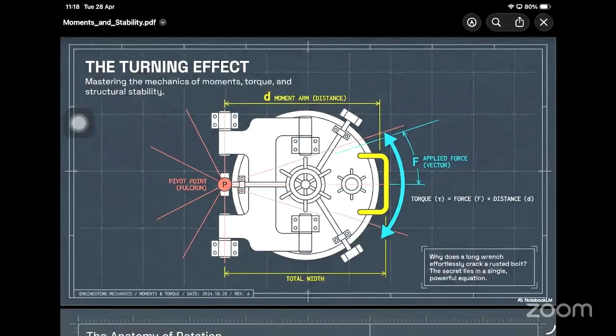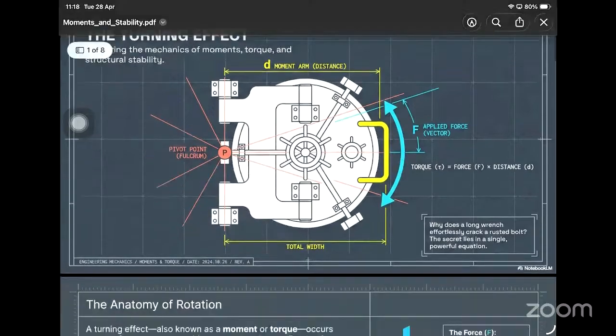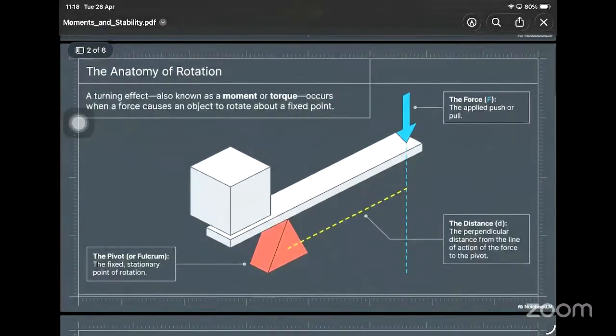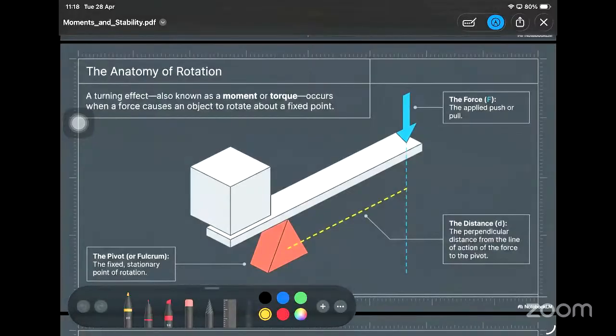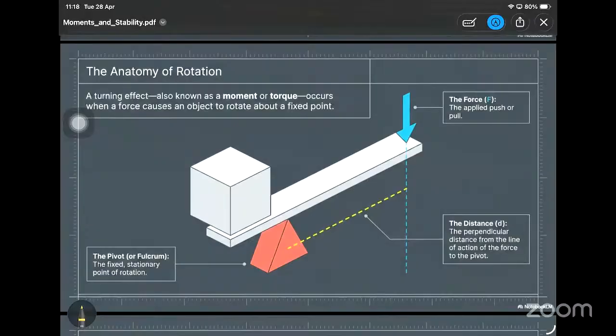Right. So the turning effect: first we need to know what is meant by rotation. This is a simple diagram, right? There's going to be a pivot, which means this is the place where the object is going to be rotated, or we can say it is the place where the object is fixed, right? And we are applying a force. Therefore, a turning effect will be there.